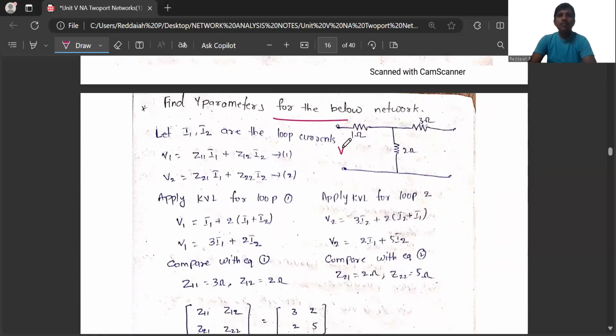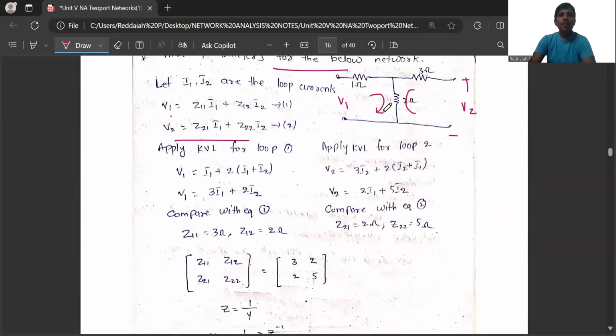For this network, it is V1, it is V2, and it is plus and minus. The currents you can assume in various directions. If you assume the same direction, you have to add. V1 and V2 equations from Z parameters you written. Apply KVL for loop 1. The same direction if you assume I1 plus I2 for this 2 ohm. V1 equal to I1 plus 2 into (I1 plus I2). From that V1 equal to 3I1 plus 2I2.